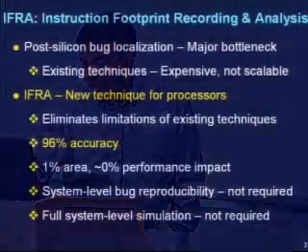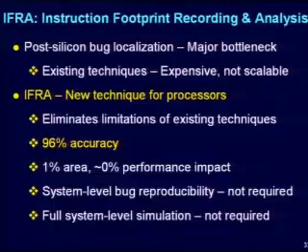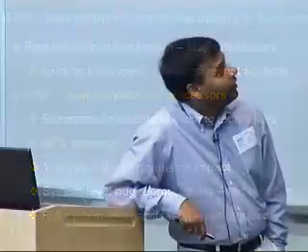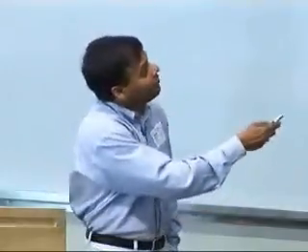Okay. So what we do in this IFRA, which stands for Instruction Footprint Recording and Analysis, works mainly for processors right now. The reason it works for processors is that the way we choose these instruction footprints, the way we choose this analysis, is very tied to the microarchitecture of a processor. But if you can do that, you can eliminate the limitations of existing techniques, because you do not need any full system level reproducibility or full system level simulation. But still, with 96% accuracy, you can tell the location of a bug.